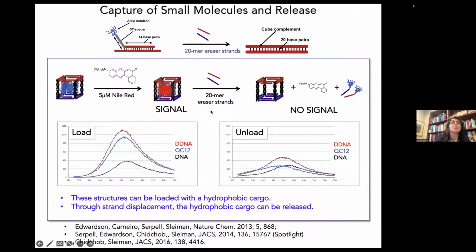So as I told you, what we can do now is the same encapsulation and release that I showed you with gold nanoparticles and with siRNA, but now we can do it with small molecules. We can encapsulate a small molecule on the inside because it is hydrophobic, and now we have a hydrophobic pocket. By adding strands that remove those strands carrying the lipid chains, we lose the lipidic environment on the inside and the molecule is released.